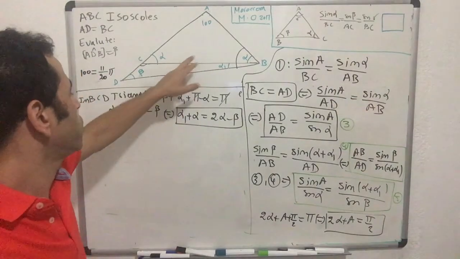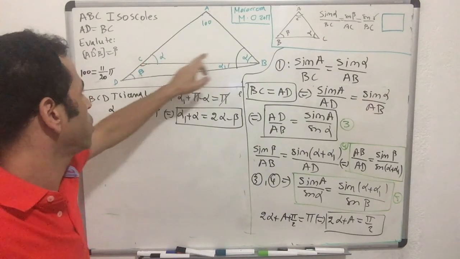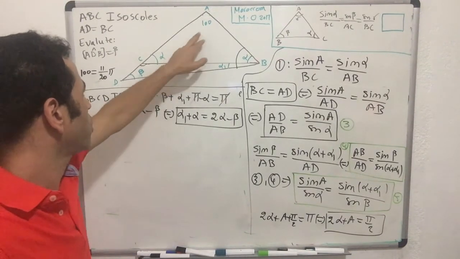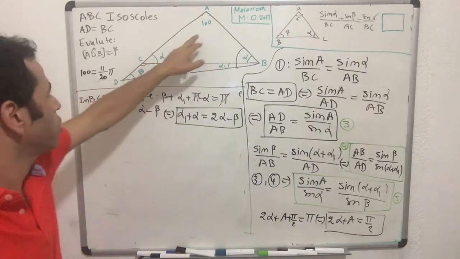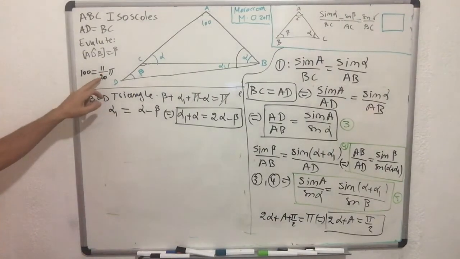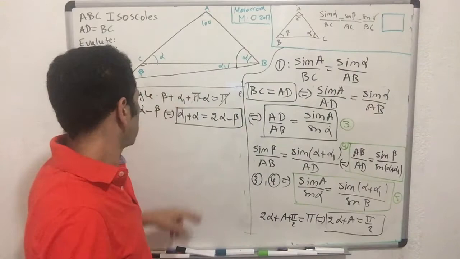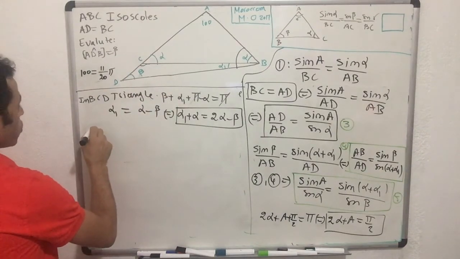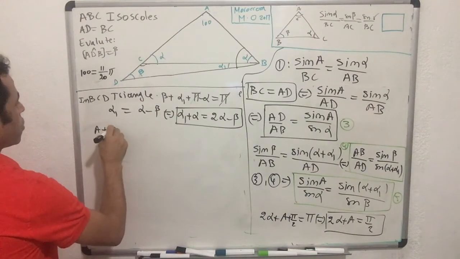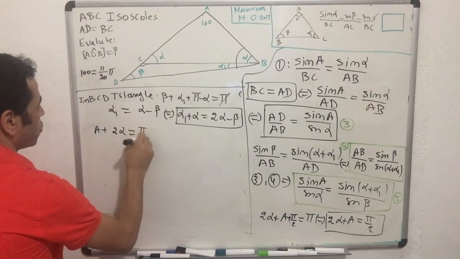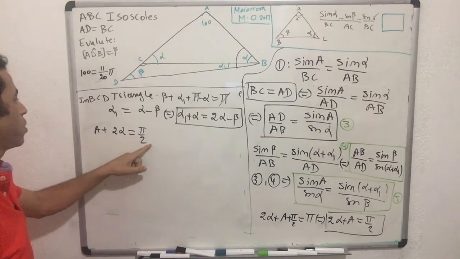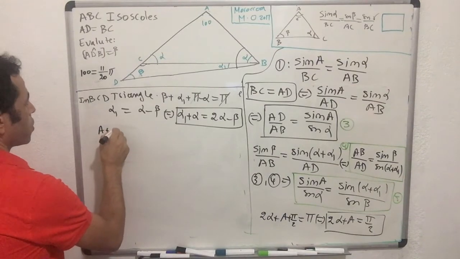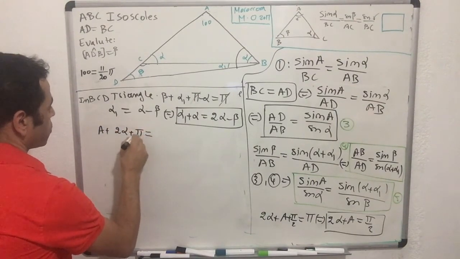Now since we have ABC isosceles triangle, angle C and B are equal to each other. That means if I'm going to calculate alpha now, because I know the degree A, I'm going to switch 100 degrees to pi equal to 11 over 20 pi. Since we know this one, I can calculate alpha easily. So we have A plus 2 alpha equal to pi over 2, because this one 2 alpha plus pi equal this one. A plus 2 alpha equals pi over 2.